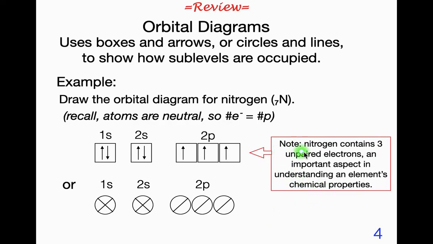Okay, now, nitrogen contains 3 unpaired electrons here. This is an important aspect in understanding an element's chemical properties. So what we're doing here has a bearing on where we're going. So it's not a minor thing. Nitrogen will almost always have 3 covalent bonds. And why is that? Because it has 3 half-filled orbitals to share with other elements. So when we get to our unit on bonding, we'll come back to that.